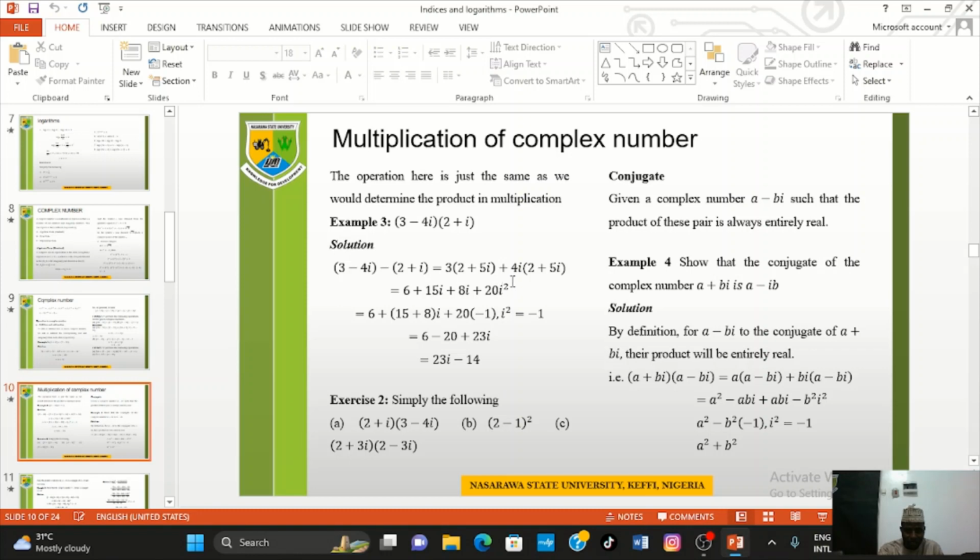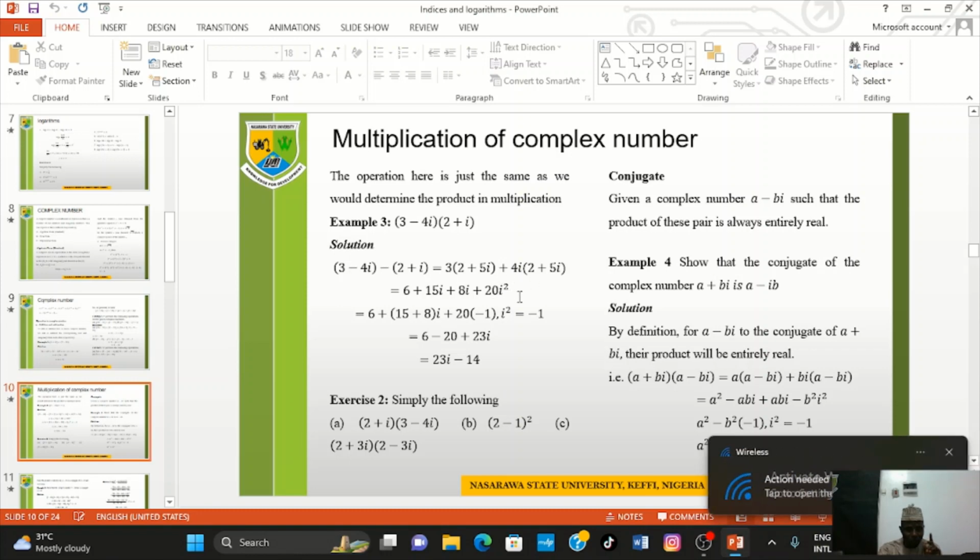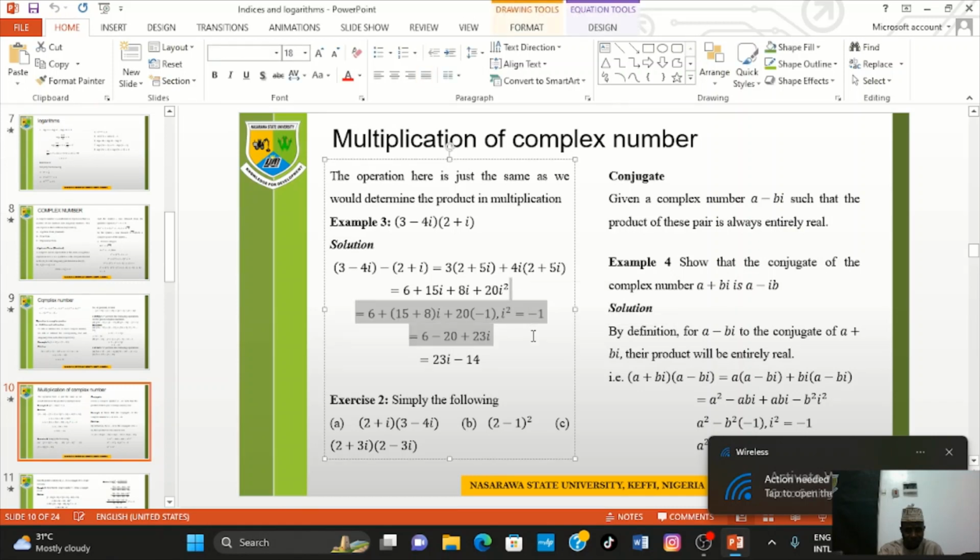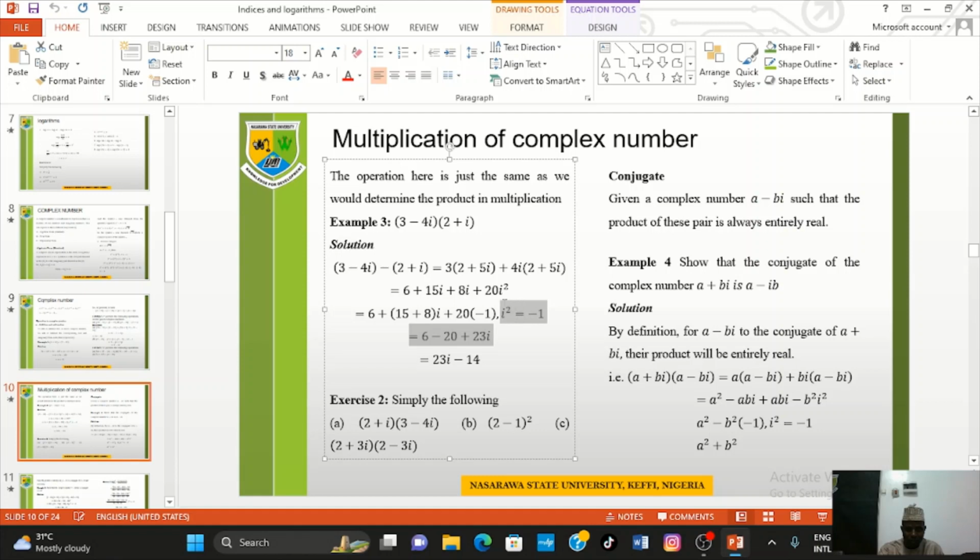So we know that this i squared is the same as what? Minus 1 from the beginning. So in this case, where there is i squared, you replace it with minus 1. And minus 1 now times this 20 will give us minus what? 20. So 6 minus 20, that is the real number, plus the 23i. At the end, we have our result to be 23i minus 14. To stand at this.